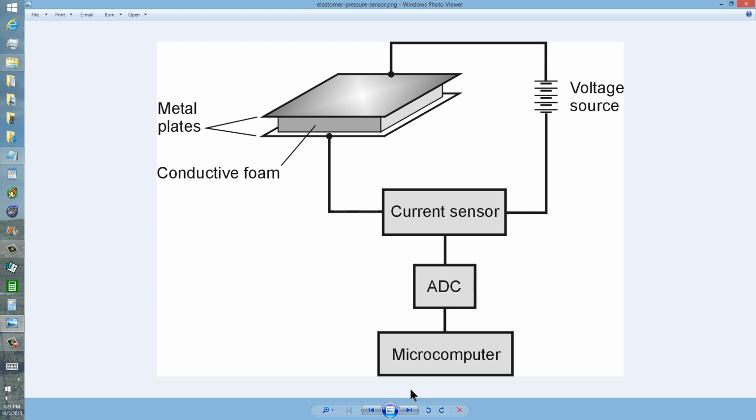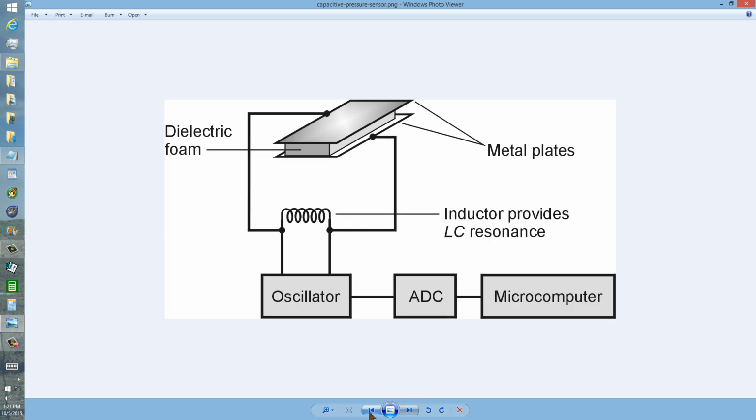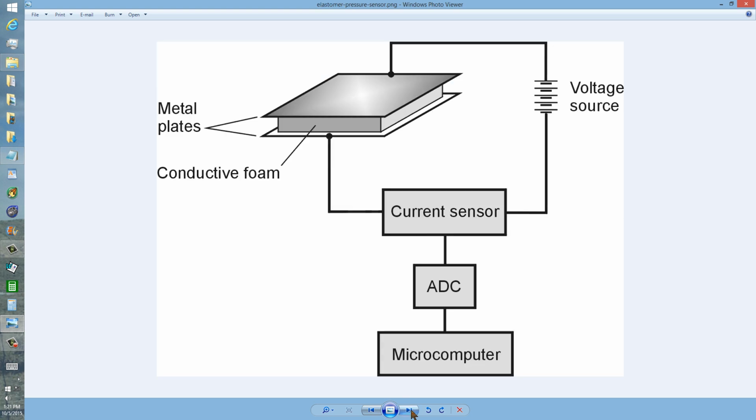So once again, the capacitive pressure sensor: two plates with a dielectric or non-conductive foam between them. And the elastomer pressure sensor: two plates with a conductive foam between them, and associated apparatus, which tells robots to go and do various self-destructive things.